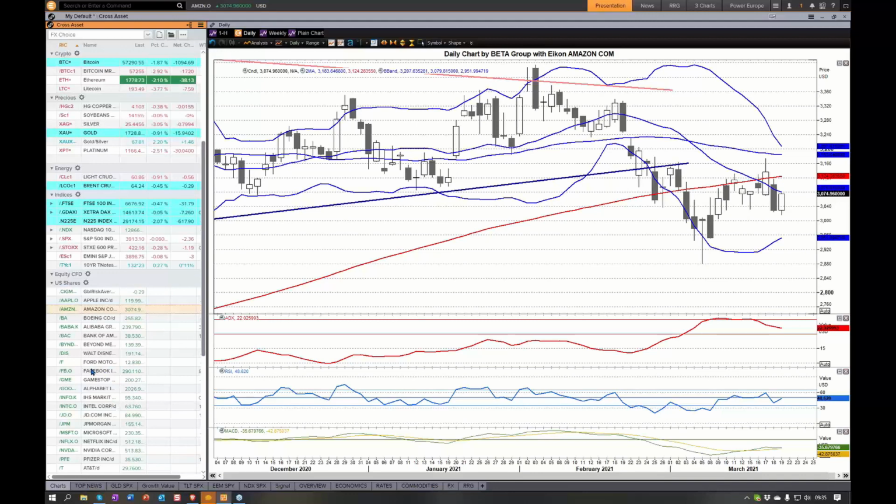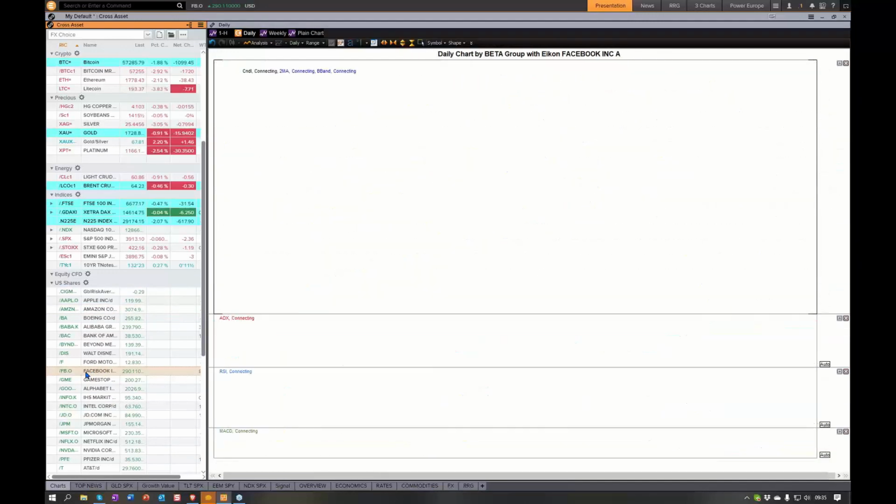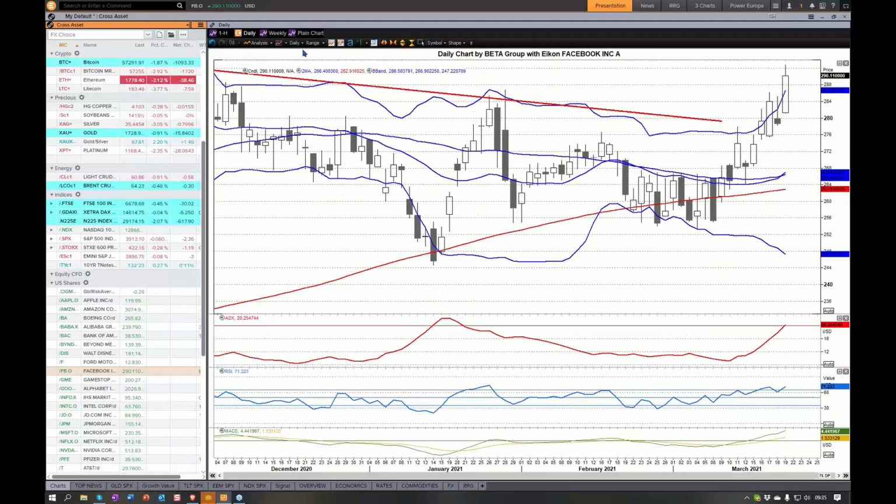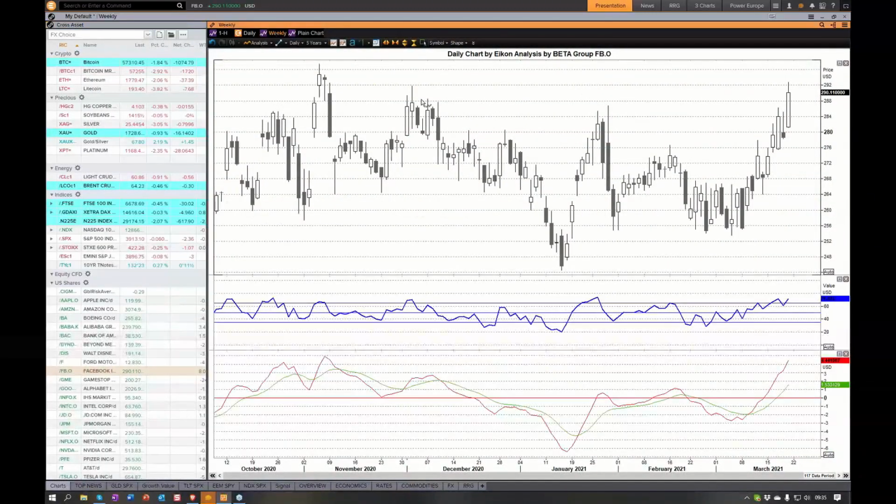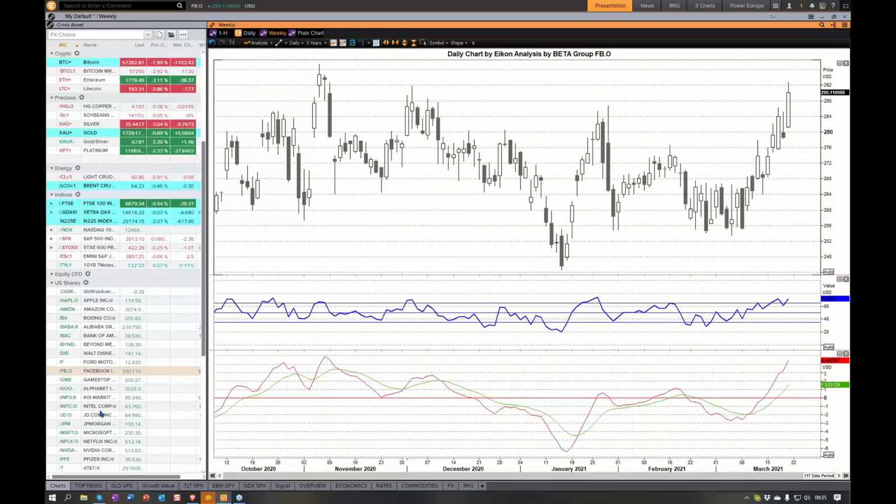And what else? So we'll look at Facebook. Facebook, not the same. It's looking strong, but still below its high, but that one is looking better than the others. The Alphabet, we should see that one.